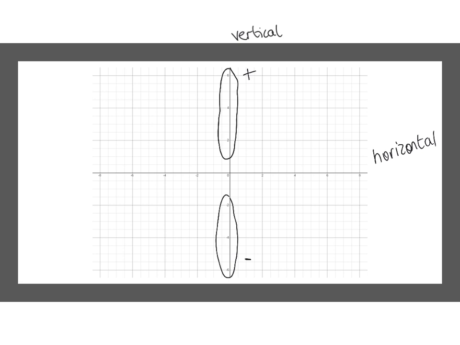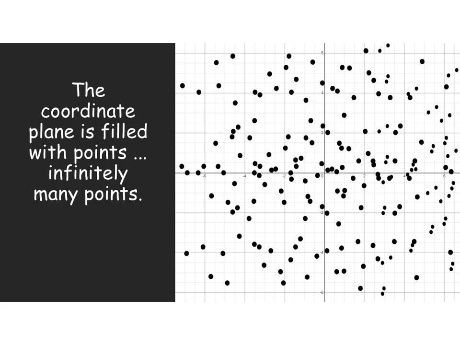So we have the horizontal number line here, and we have the vertical number line here. So you can see that on the vertical one, all the numbers on the positive side go up, and all the numbers on the negative side go down. Then for the horizontal one, obviously the positive numbers go to the right and the negative numbers go to the left. So the coordinate plane has an infinite amount of points.